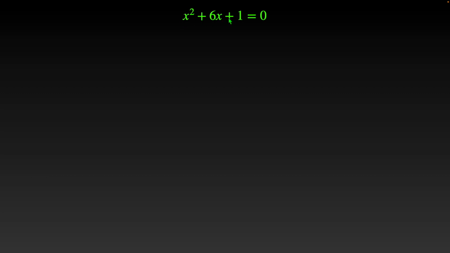Second thing we want to do is move the constant to the other side. So move the number without the variable x to the other side. In this case, it is 1. We can go ahead and subtract 1 on both sides. And we get this, x squared plus 6x equals negative 1.